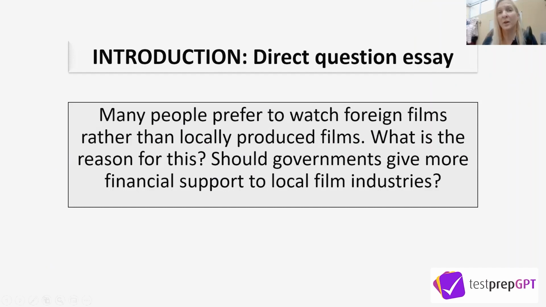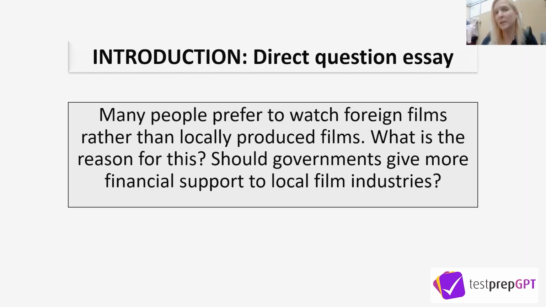So let's take a look now at the direct question or double question essay. Example: many people prefer to watch foreign films rather than locally produced films. What is the reason for this? Should government give more financial support to local film industries? So here we have two questions that we must answer. We need to give the reason why people prefer foreign films, and we need to say yes, governments should give more financial support, or no, governments should not give financial support to local film industries.